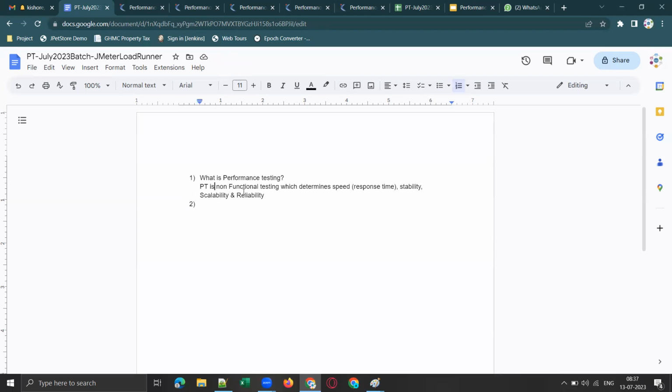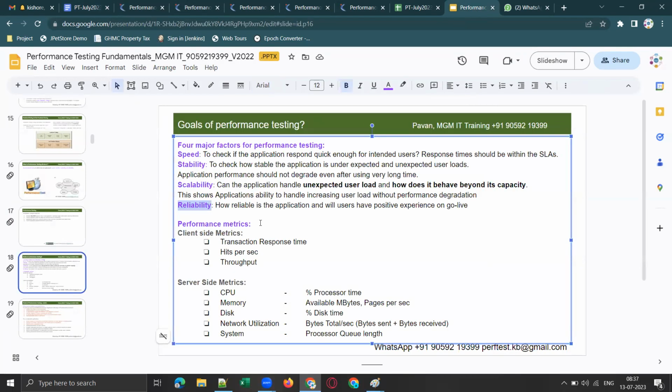Clear, guys? And you should use this term, so don't miss it. It is a non-functional testing which determines speed, stability, scalability, and reliability. And we'll discuss the performance metrics later on. Those who are beginners, it's too early to cover this. I'll cover this later.